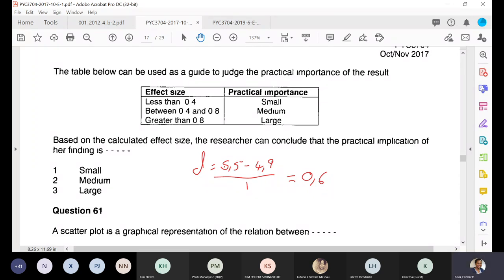Based on the calculated effect size, the researcher can conclude that the practical implication of her finding is? So can you say medium? It's medium, so it is 2.